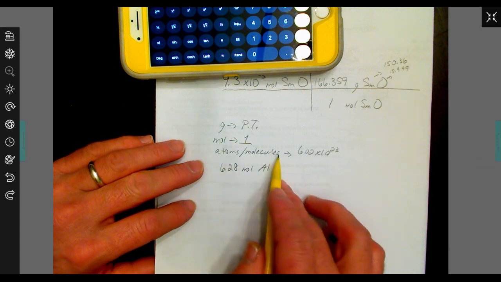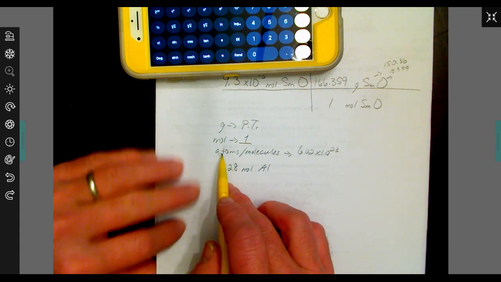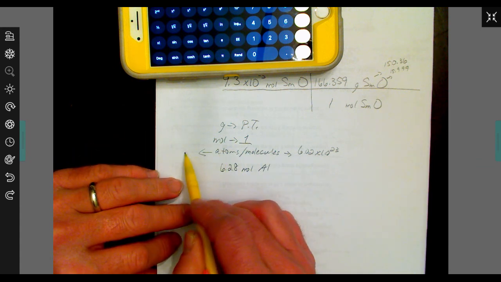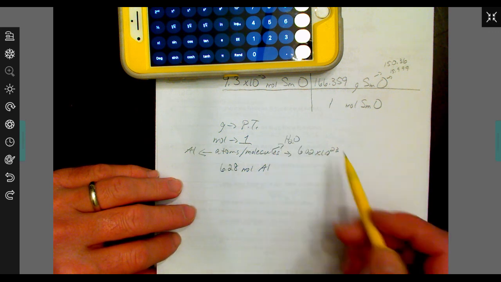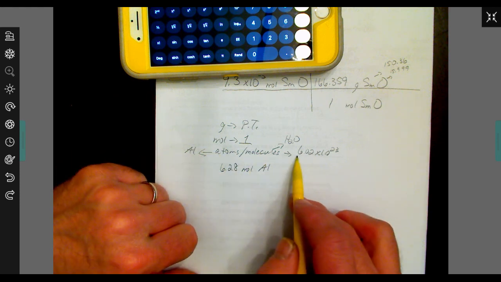And the reason why we have two terms here is atoms. Atoms will be used when we're referring to just a single element, like aluminum. Molecules will be for a compound, like H2O. Either way, atoms or molecules, we use Avogadro's number.